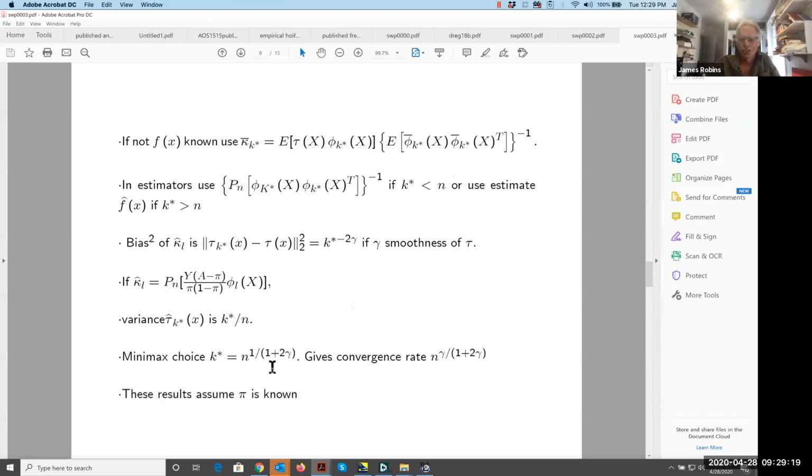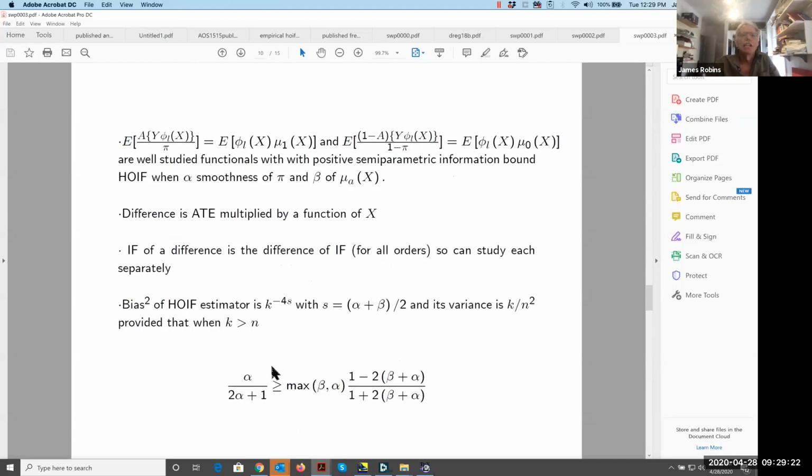The things we estimate all the time, it's IPW stuff, we know everything about higher order influence function estimators of that.